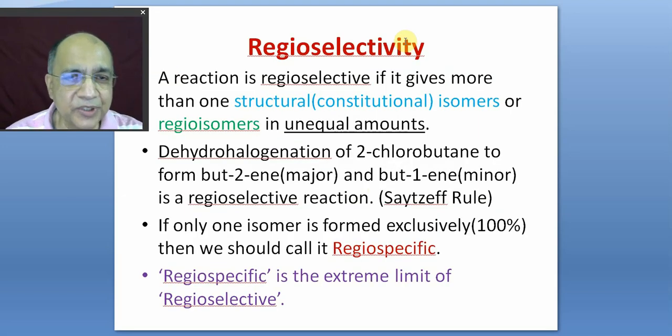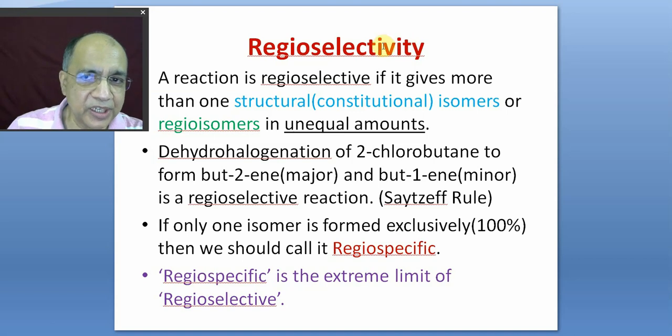Now, regioselectivity has to do with the product's structure. If a reaction is regioselective, it gives more than one structural isomer, or constitutional isomer, also called regioisomers, in unequal amounts. You have two structural isomers, but in unequal amounts, then we call it a regioselective reaction.